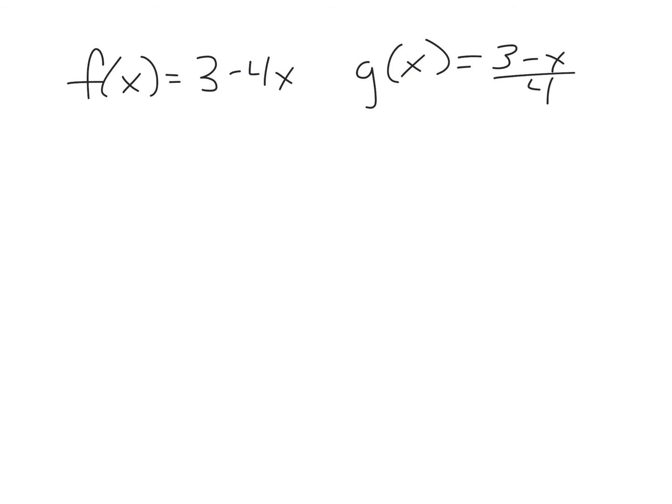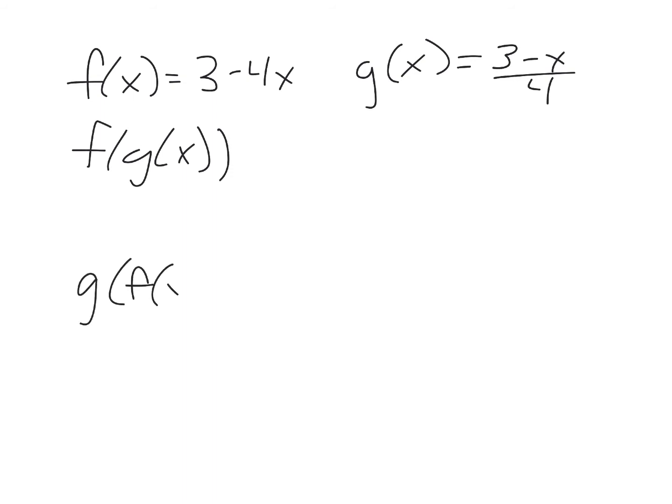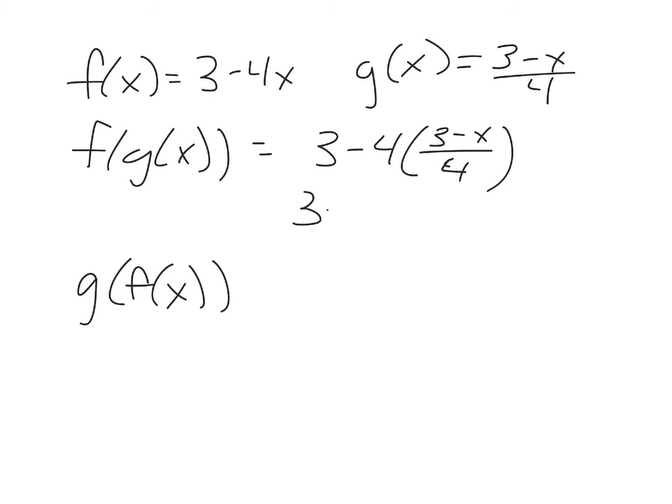All right, so let's show that these two functions are inverses of one another. I'm going to find f of g of x, and I'm going to find g of f of x, and they must both equal x in order for them to be inverses of each other. So f of g of x will be 3 minus 4 times the quantity 3 minus x, divided by 4. The 4's cancel, so I'm left with 3 minus parentheses 3 minus x. 3 minus 3 is 0, and negative of negative x is x. So yes, so good so far.